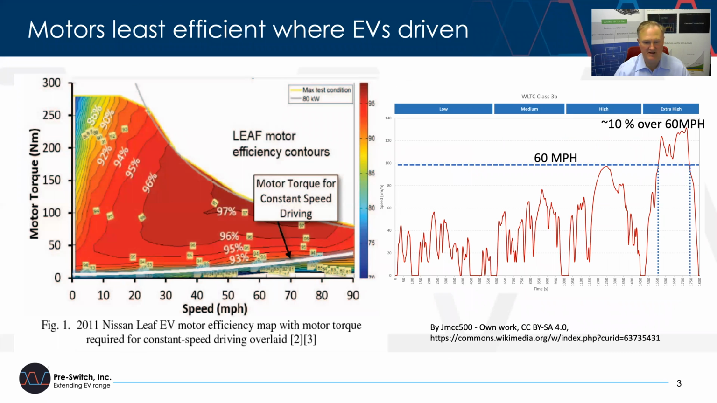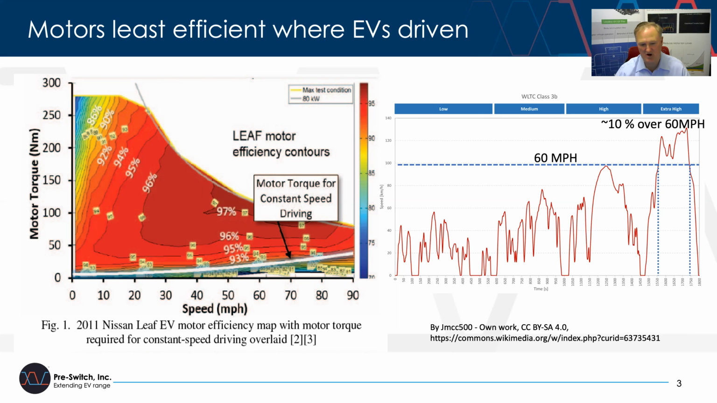When we talk about EVs, we talk about efficiencies and ranges. And we need to actually break that down into where motors are most efficient and where people drive. On the left-hand side here, you can see a white curve on the bottom of the Nissan Leaf motor efficiency contours. This white curve represents the amount of torque required for constant speed driving on level ground with no wind. And what you'll first notice is that the efficiencies at this end of the curve are falling off. And in fact, they're actually very inefficient in the neighborhood of anywhere as far down as 75 to 80% efficiency.